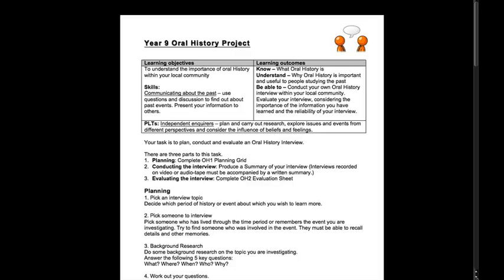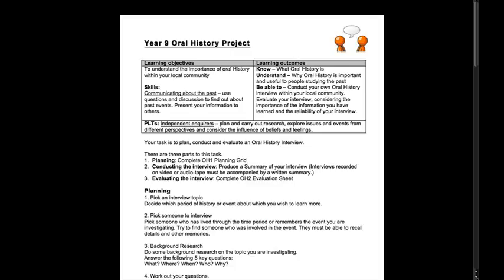The purpose of this activity is to understand the importance of oral history within your community, and the particular history skill that we're focusing on is communicating about the past. You are going to set questions and conduct an interview to find out about a past event of your choice, or by interviewing someone who you know had a unique experience or witness to an event in the past.